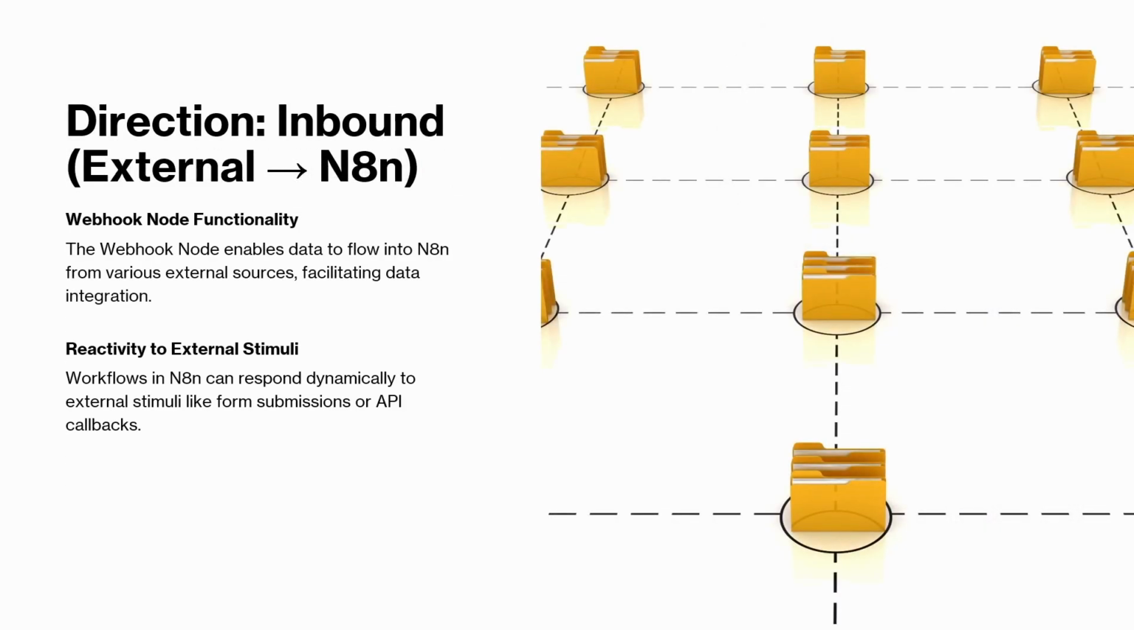The direction is inbound. What it basically means is that the webhook node enables data to flow into N8n from various external sources. And it can respond dynamically to external stimuli like form submissions or API callbacks. As I said, you can receive requests or submissions from a form or Stripe or any other external service.